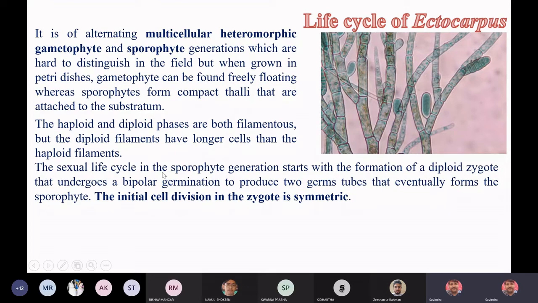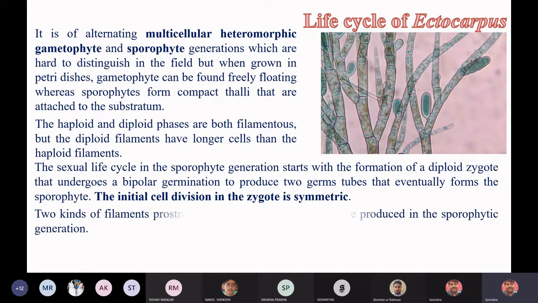The sexual life cycle in the sporophytic generation starts with the formation of a diploid zygote. We consider that it starts from the zygote, and then we say that zygote will germinate and give rise to sporophyte, and that sporophyte will give rise to gametophyte. How it will happen, we will discuss later on. If we are observing the sporophyte, then only we can see the heterotrichous condition. Otherwise we will find the gametophyte only in normal floating condition.